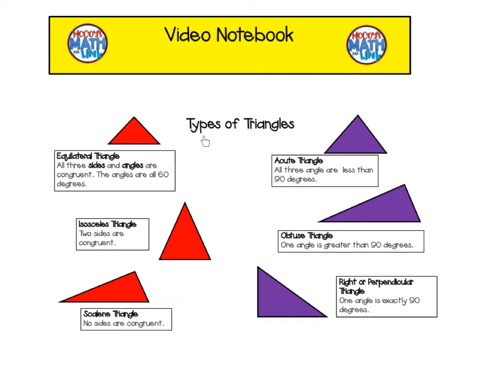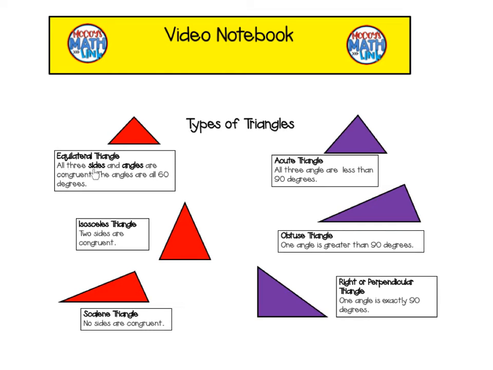Today we're going to talk about types of triangles. And here I have triangles that are categorized by their sides, okay? And over here I have triangles that are categorized by their angles. So let's start off by talking about equilateral triangles.